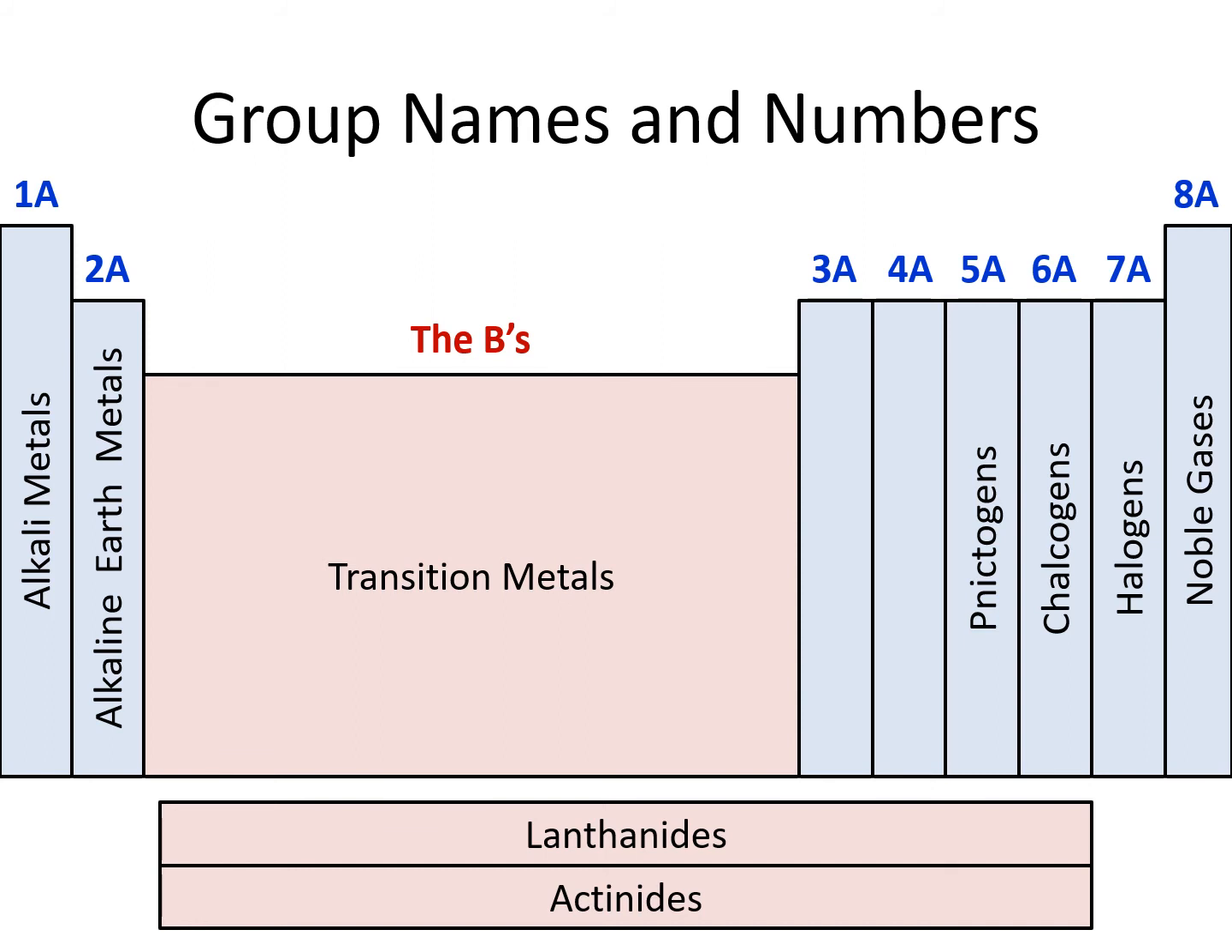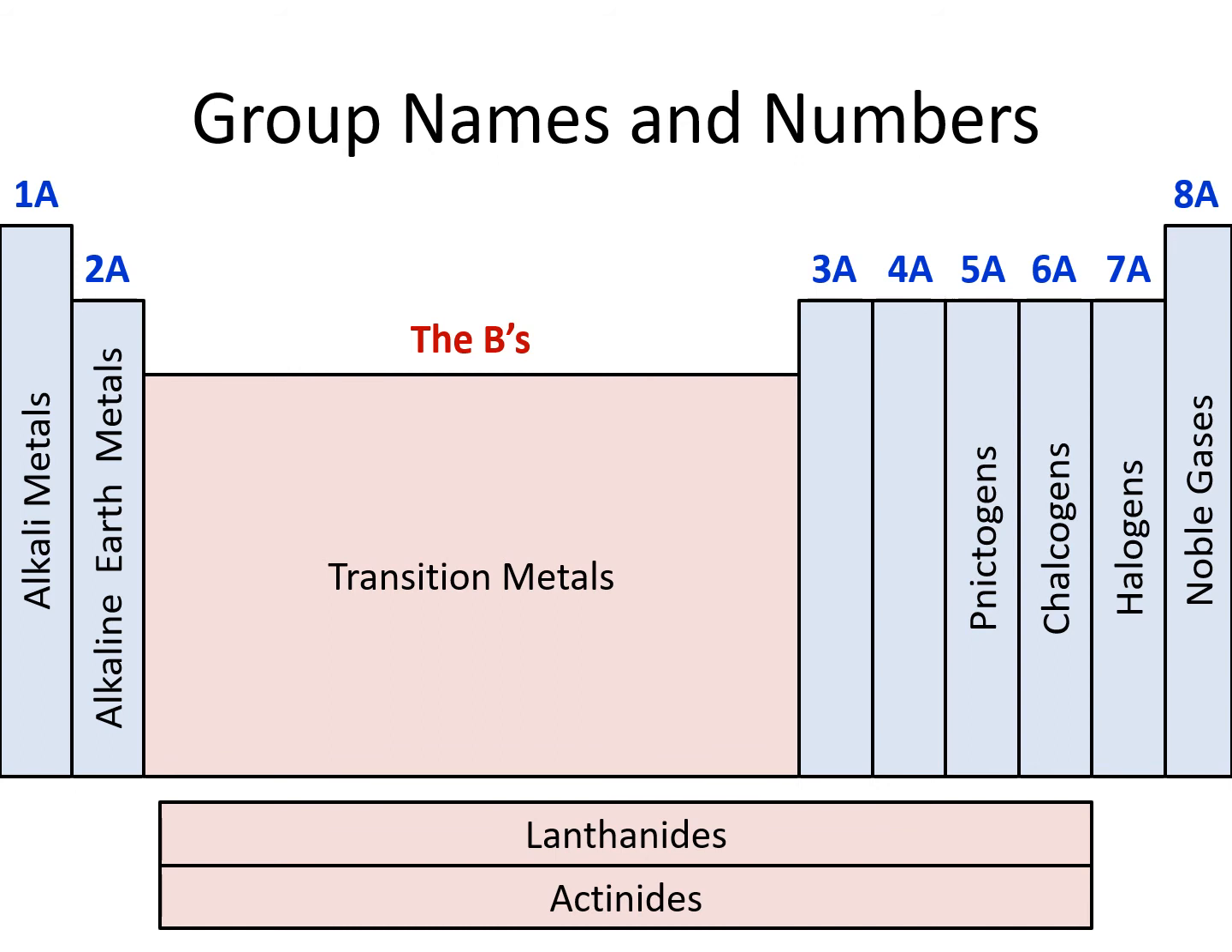In addition to knowing the numbering systems, you should know the historically based names that chemists use for some of the columns. Group 1A is alkali metals, and Group 2A is alkaline earth metals. Those names are similar, so try not to get them confused. Groups 3A and 4A don't really have special names. We might name them based on their first element, so 3A might be called the boron group, and 4A might be called the carbon group.